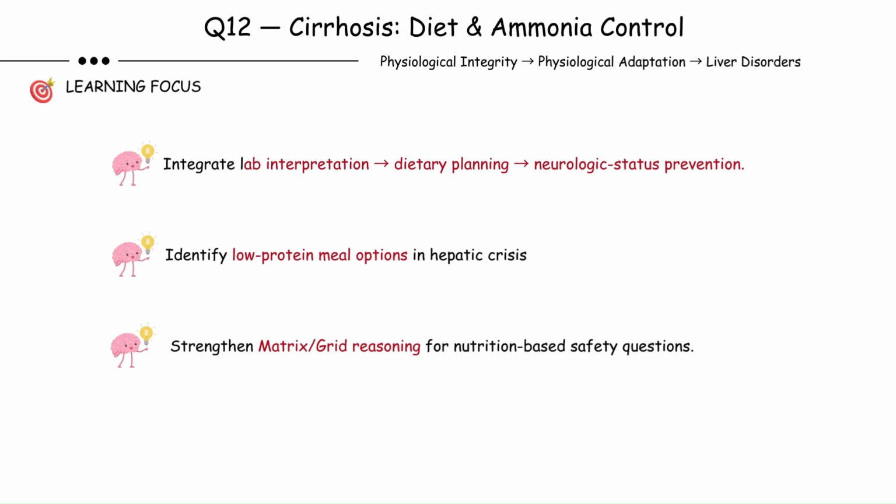When you can look at a tray of food and instantly tell which items protect the liver and which ones strain it, you're thinking like a safe, exam-ready nurse. Let's move on to the next question and keep practicing that level of integrated judgment.